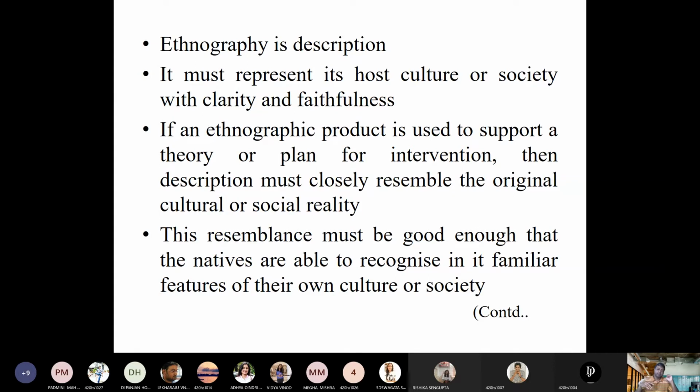This resemblance must be good enough that the natives are able to recognize in it familiar features of their own culture or society. So what exactly will happen? Whenever we go for very intensive research through ethnographic methods, we'll find that there is a lot of similarity between our society and culture and the society or culture we study. So it will also be easier for us to go for more in-depth analysis.